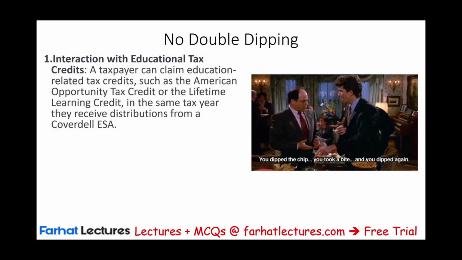There's no double dipping. What does that mean? Interaction between this account and tax credit. Remember, a taxpayer can claim related tax credits such as the American Opportunity Tax Credit and the Lifetime Learning Credit. Remember, those are tax credits. To qualify for the tax credit, you have to pay for education. Now, when you pay for education from the Coverdell money, you cannot count this payment toward any tax credit. Simply put, you cannot double dip. You cannot put money away, have it grow tax-free, take it out, pay for qualified education, not taxed, then use that money to claim a tax credit. You can't do that. That's what we mean by double dipping.